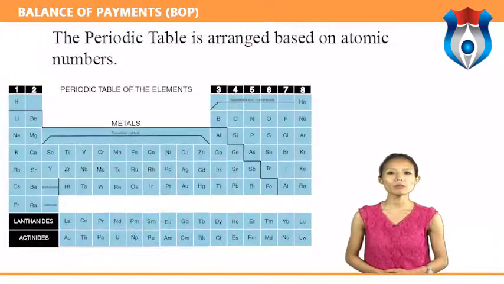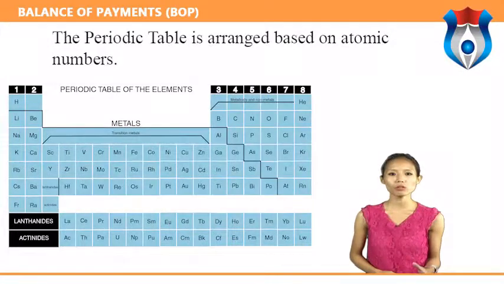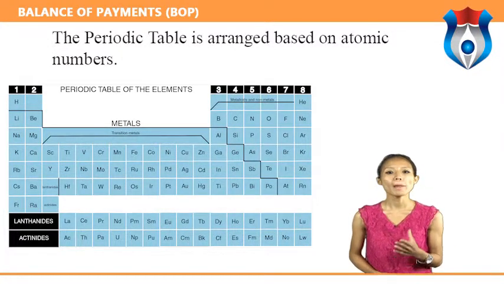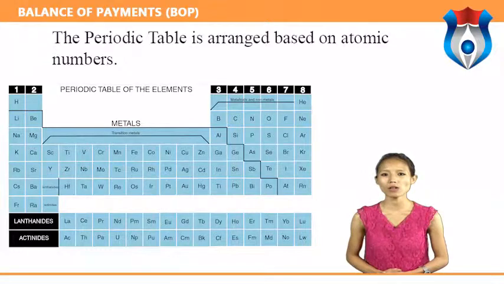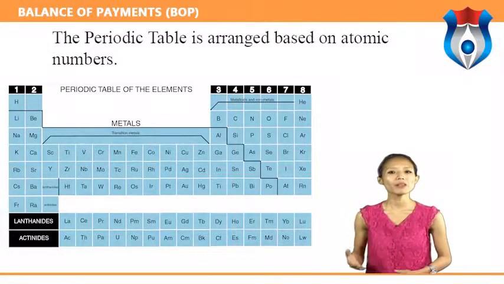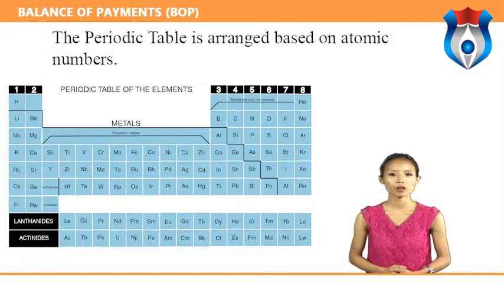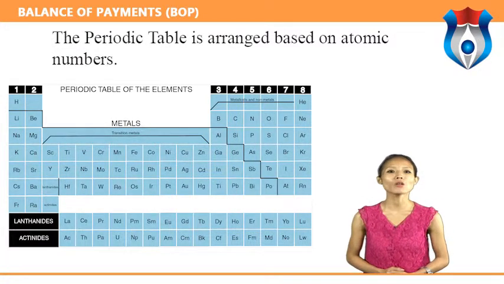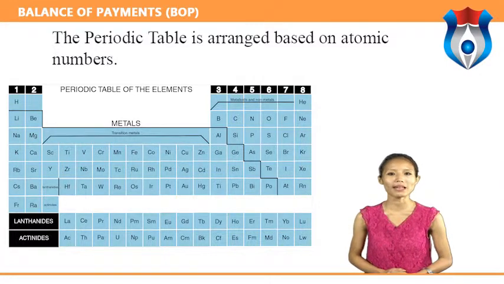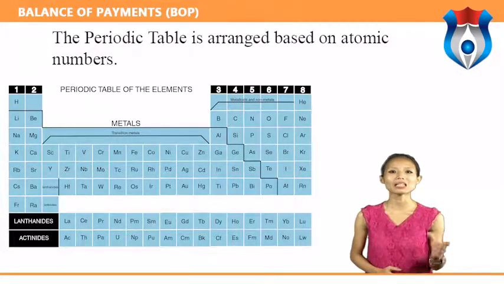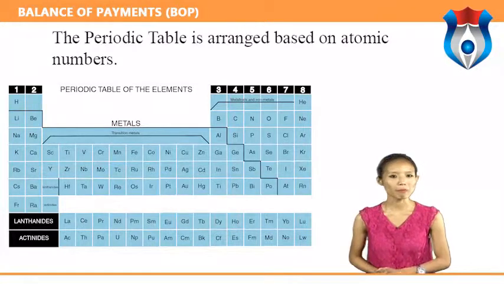The periodic table is arranged based on atomic numbers. The origin was from Mendeleev, who mistakenly arranged elements by their weights. But the mistake was minor because there are only 3 pairs of elements which were not in the right order. Number 1 is Ar and K, number 2 Co and Ni, and number 3 Te and I, and his contribution was tremendous.